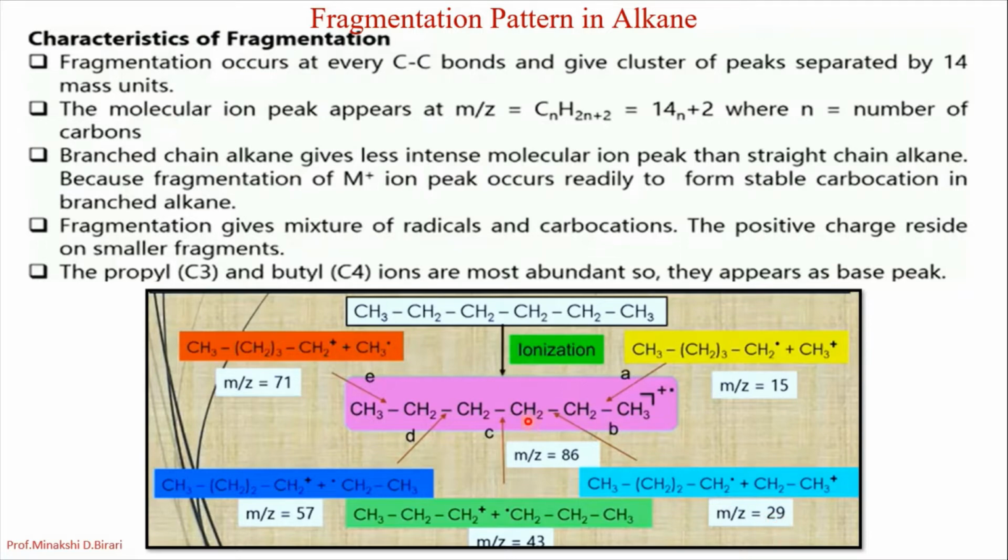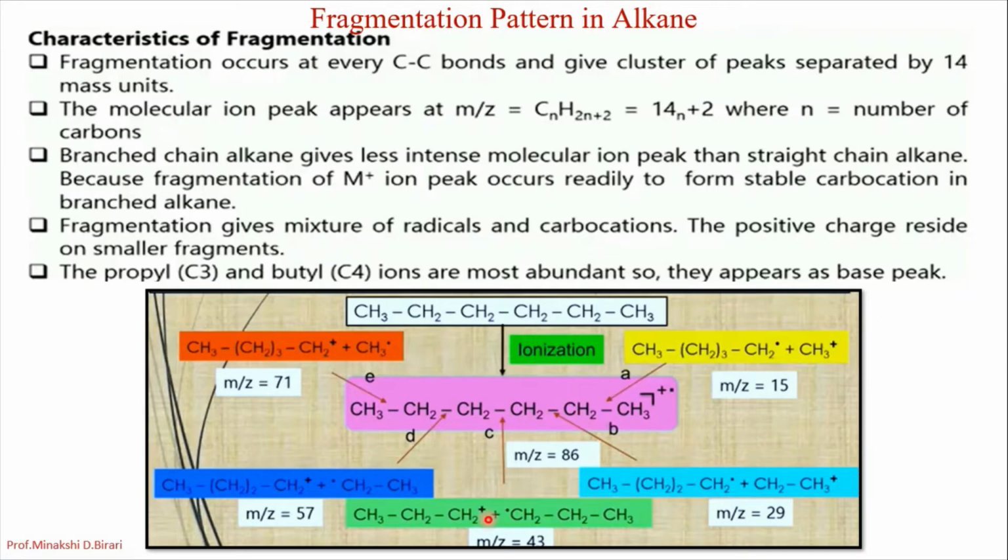Next one, here the cleavage occurs at this carbon-carbon single bond, represented by C cleavage. Due to that, there is a formation of one fragment having the positive charge and another fragment having a radical. In hexane, there is a symmetrical cleavage at the C point. One fragment acquires positive charge and another fragment acquires radical. So the peak is observed at m/z 43, and we get the formation of propyl cation.